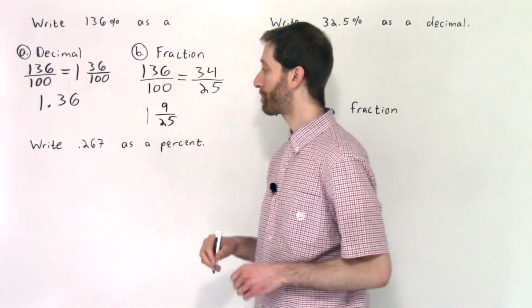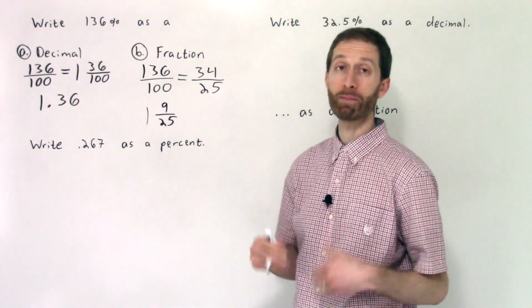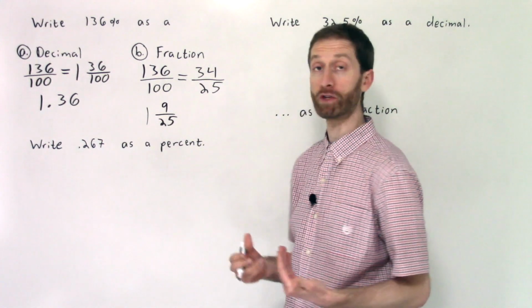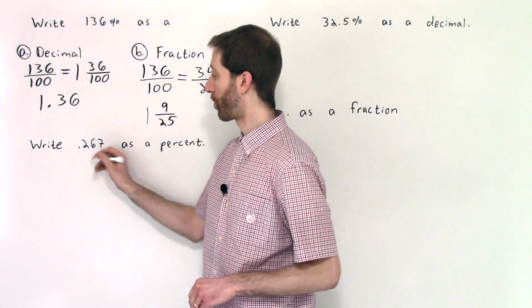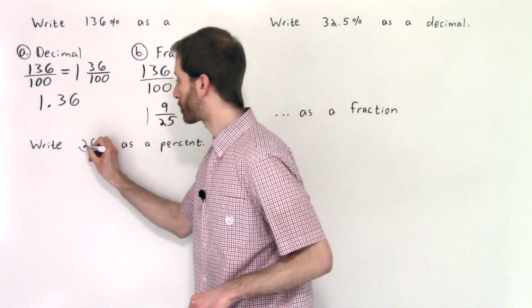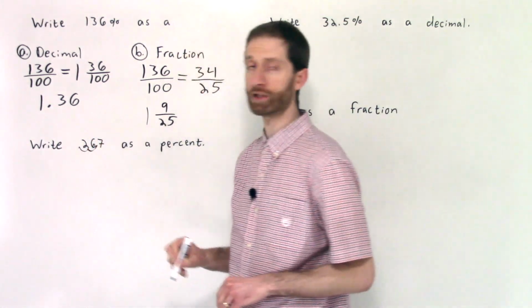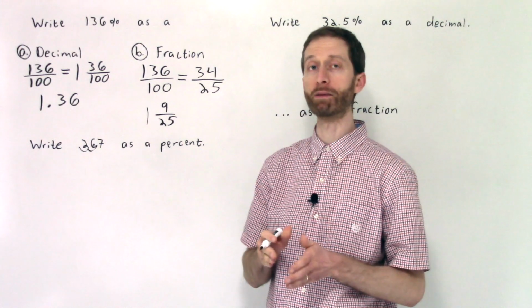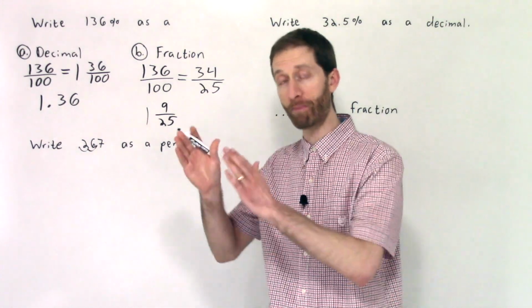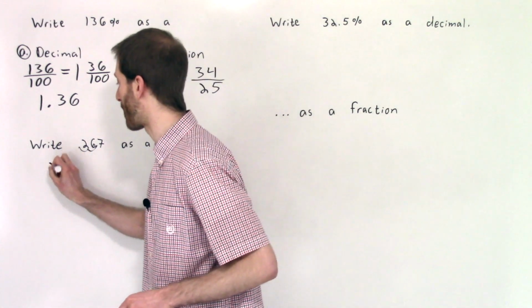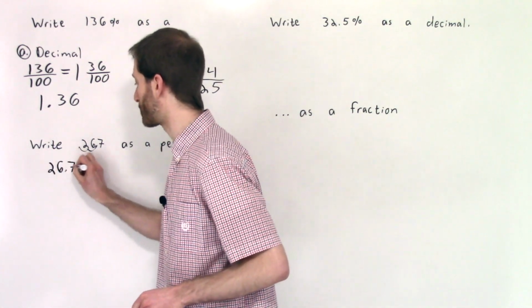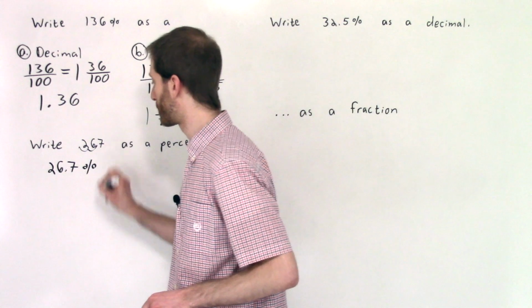All right, we're going to translate 0.267 into a percent. So write it as a percent. What do we do there? A couple different ways. One way is to move your decimal point twice to the right, because what you're essentially doing is multiplying by 100, and then by writing it as a percent, dividing by 100. In a previous video, I went over why that works. So that gives you 26.7%.